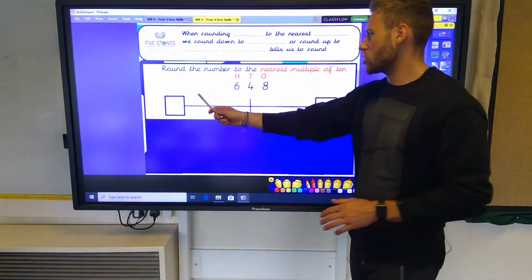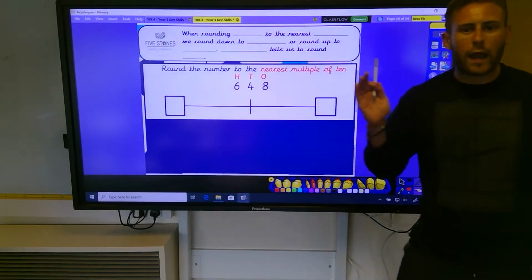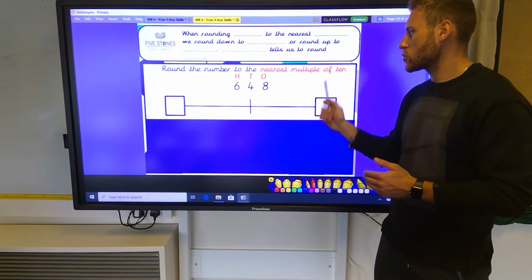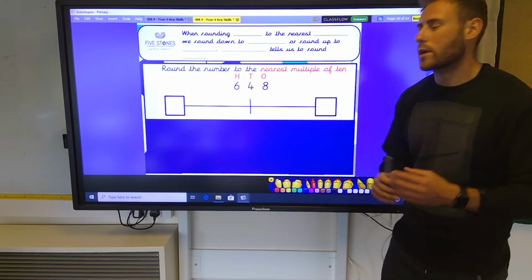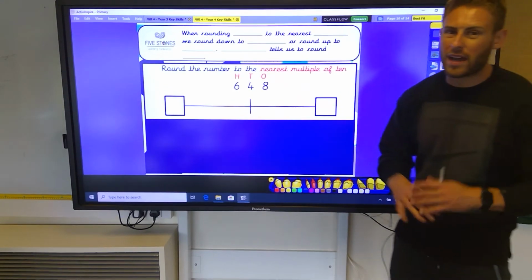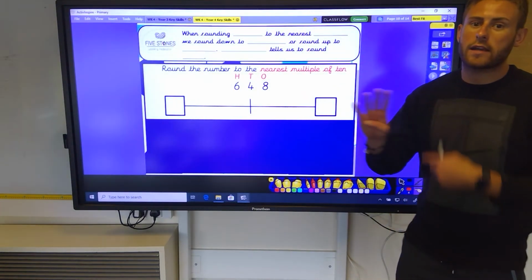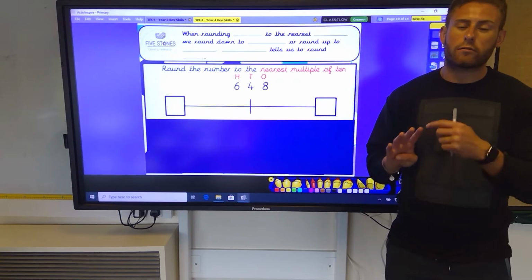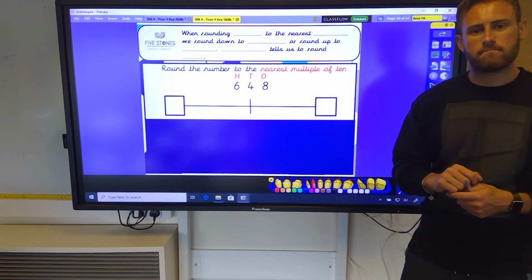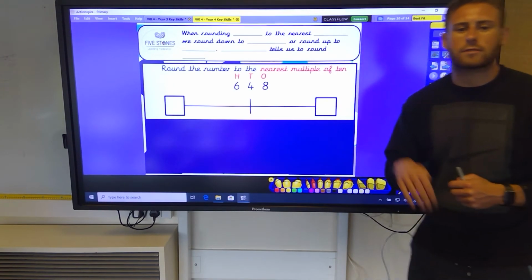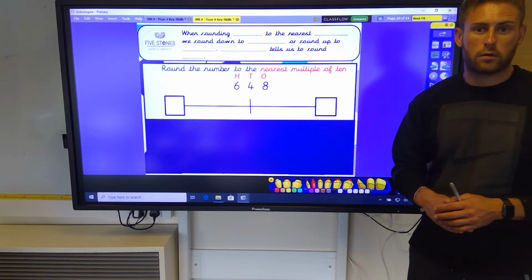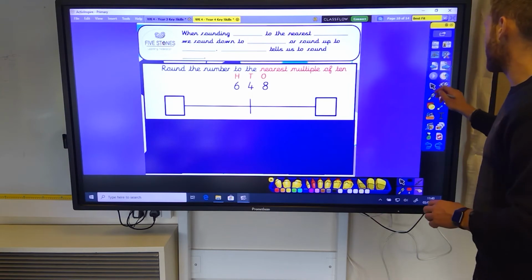We're going to try and picture where this number might lie in between its nearest multiples, so then we can decide whether we need to round up or round down. But remember, the rule that we work with is if it's 4 or below, we round down, 5 and up, we round up. So 4 and below, we round down, 5 and up, we round up. Okay, let's have a little look.